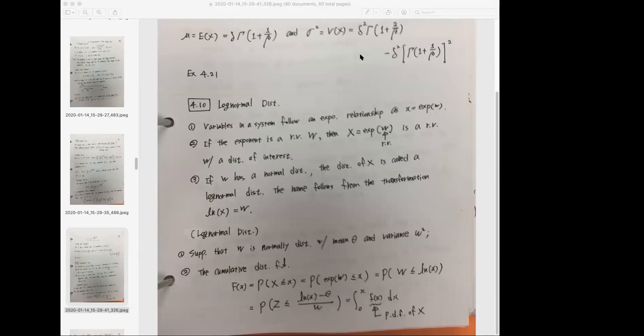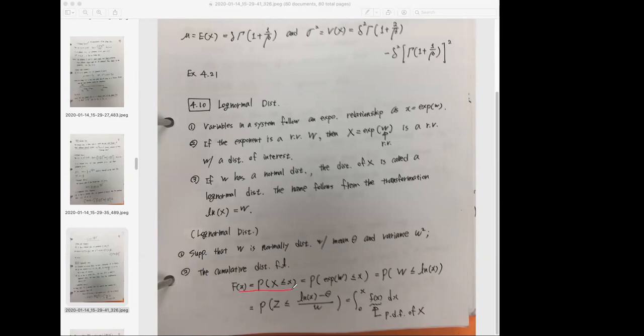Why do we need this? Because to find the probability of x, we are going to transform that probability to the standard normal probability under the standard normal distribution, so that we can find the probability easily. So let's see the Lognormal distribution. Suppose that w is normally distributed with the mean theta and the variance omega squared. Then the CDF is going to be this.